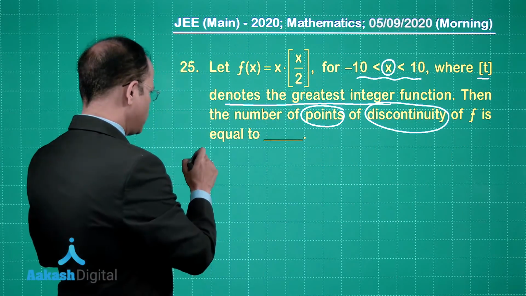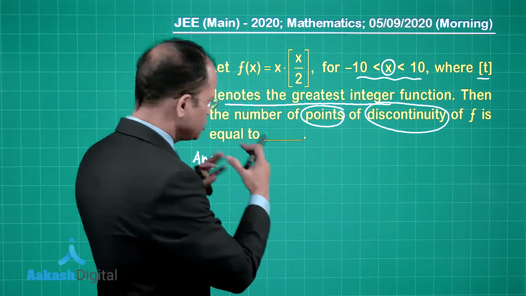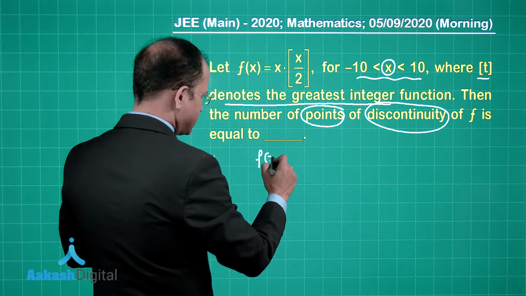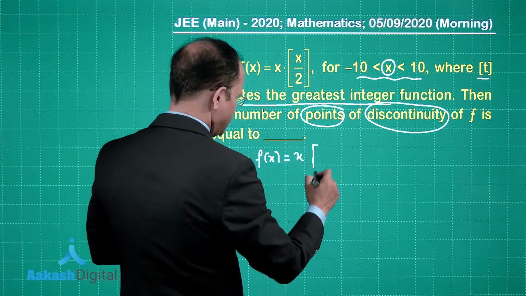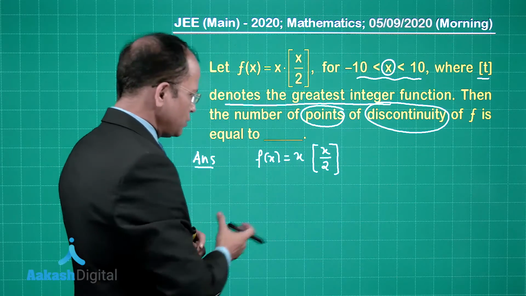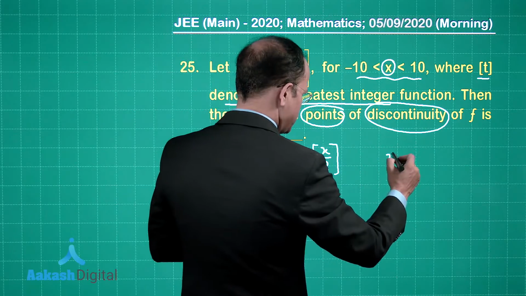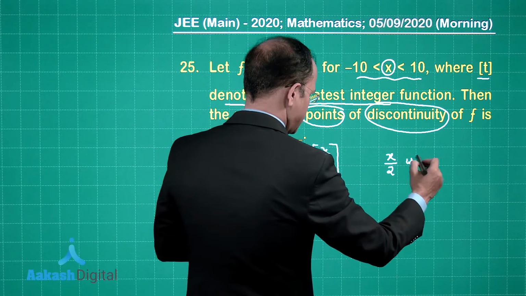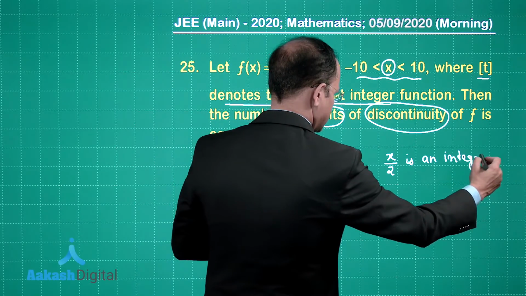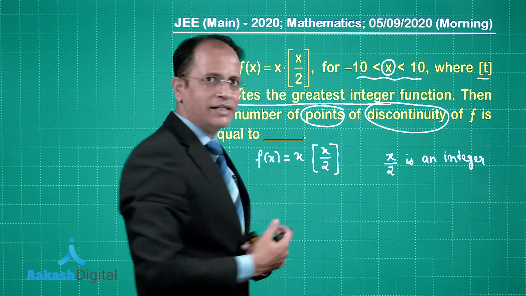Now for this function, we need to do it by inspection. Let's have a look. We have been given f(x), which is x times the greatest integer of x by 2. Now, this may be discontinuous provided x by 2 is an integer, right? So let us look at the domain which is given to us for x. So x lies between minus 10 and 10.